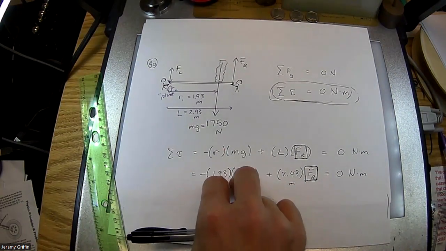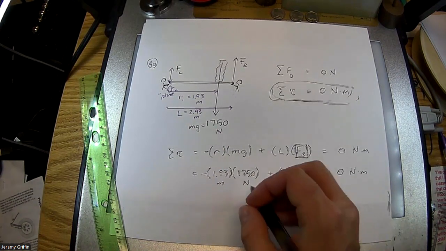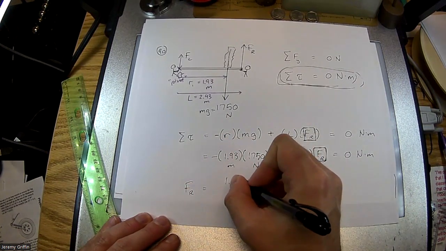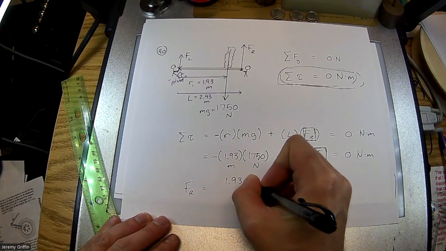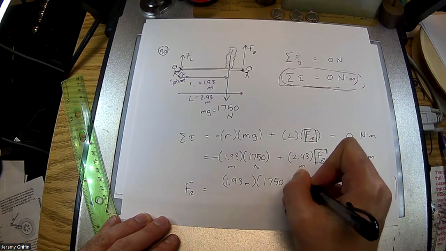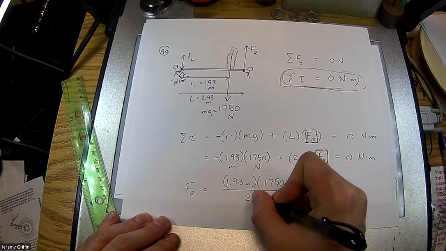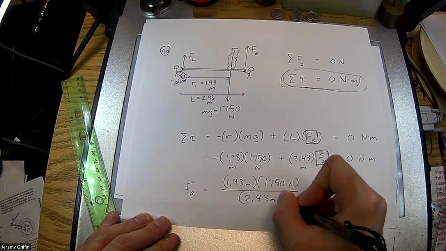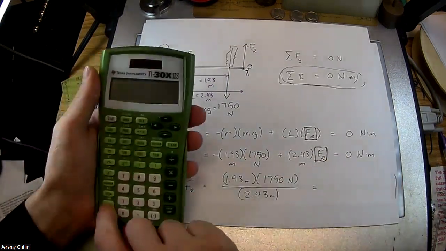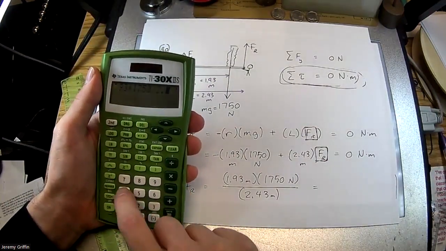Then very simply, add this torque over, divide by this radial arm, boom, you got your answer. So this force equals this over 1.93 meters times 1750 newtons, and then divide by the radial arm, 2.43 meters. Let's see what that comes out to. Add that over, divide that down: 1.93 times 1750 divided by 2.43.